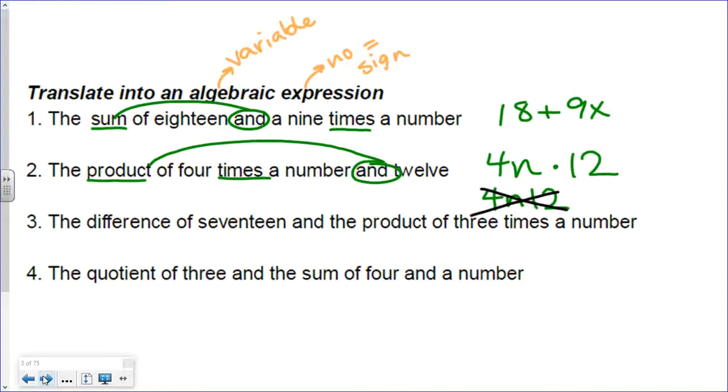All right, I think I'm going to go around the room. You guys are pretty quiet. Sal, we'll start with you. Keywords in number 3.